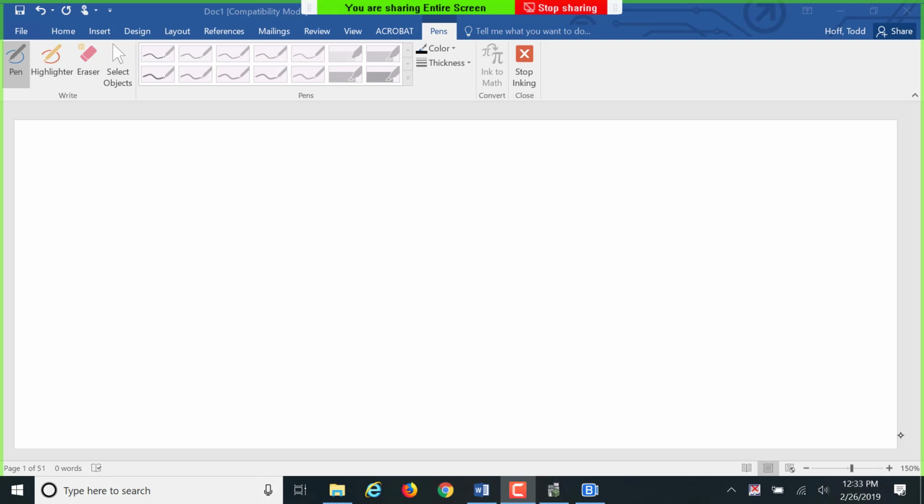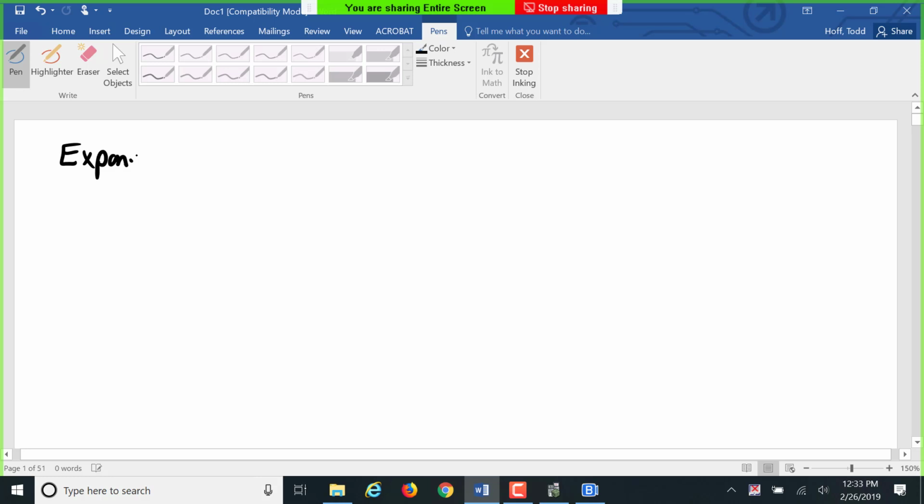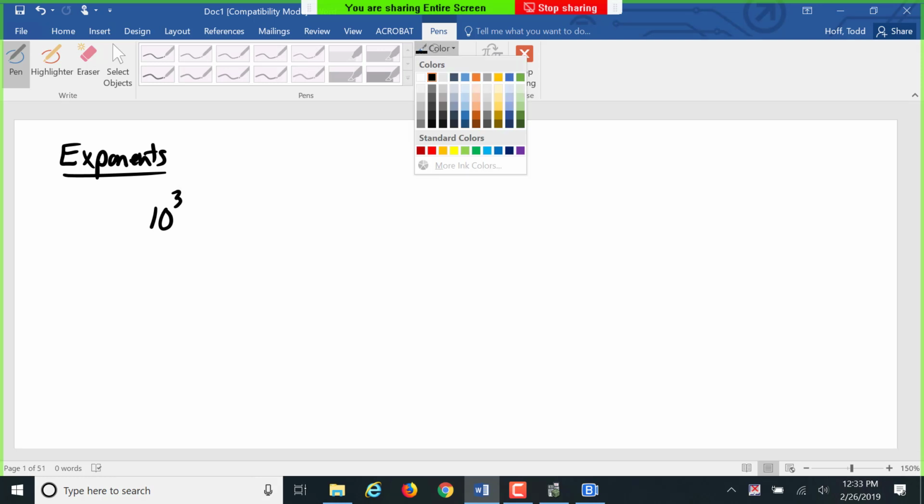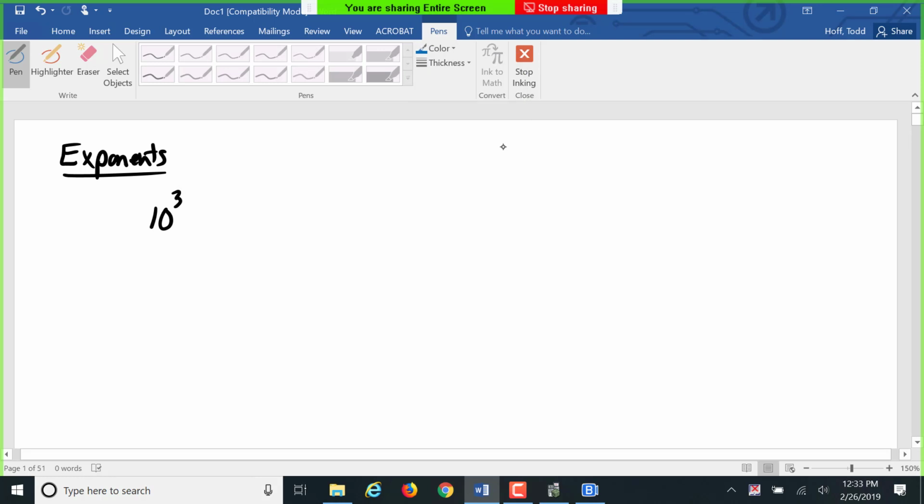Looking at our next section of the course, we're going to start talking about exponents a little bit and some of the rules that come along with them. You know, we've seen things like 10 to the third, and of course we know that that means what? 10 times 10 times 10. Perfect. That means that we have 3 tens multiplied together. 10 times 10 times 10, which gives us 1,000.